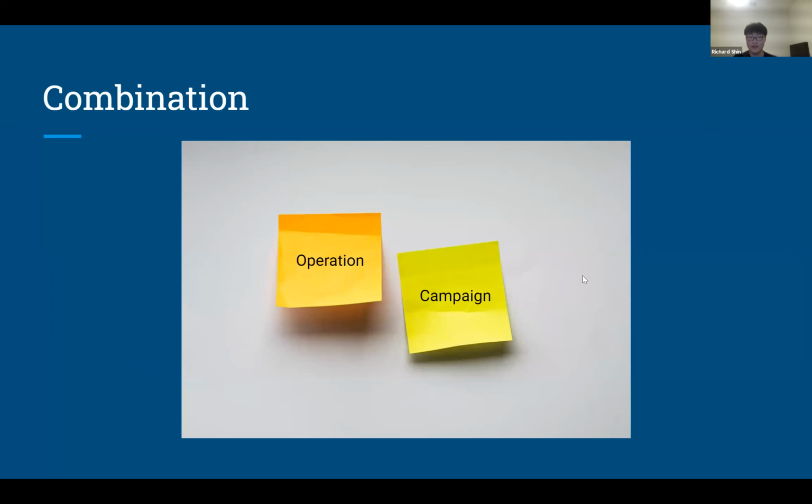So for the third one, I want to talk about combination. In previous slides, I talked about how operation and campaign can be similar terms, but they are different, because operation works on more limited, local terms, while campaign is more directly looking at policy making or doctrine making.